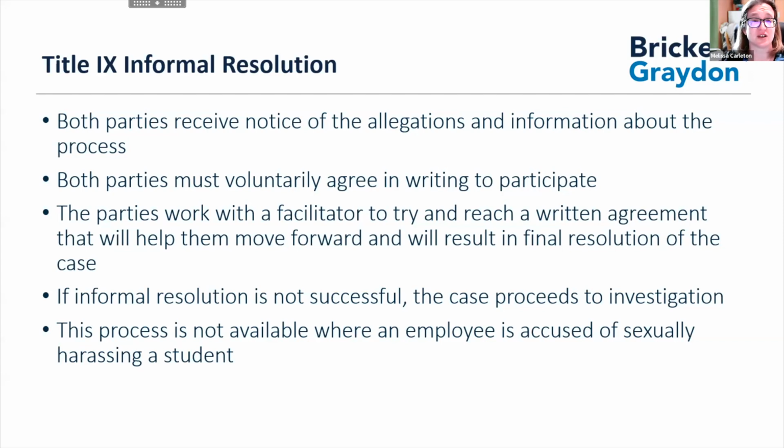When informal resolution is appropriate and it gets offered, then both parties get notice of the allegation, they get information of the process, and they both have to voluntarily agree in writing to participate. And then typically what happens is there's a facilitator. The facilitator will go talk to the complainant and say, what do you need to be able to move forward here? What can we put in this agreement? And then go to the respondent, hey, this would work for them. Does this work for you?